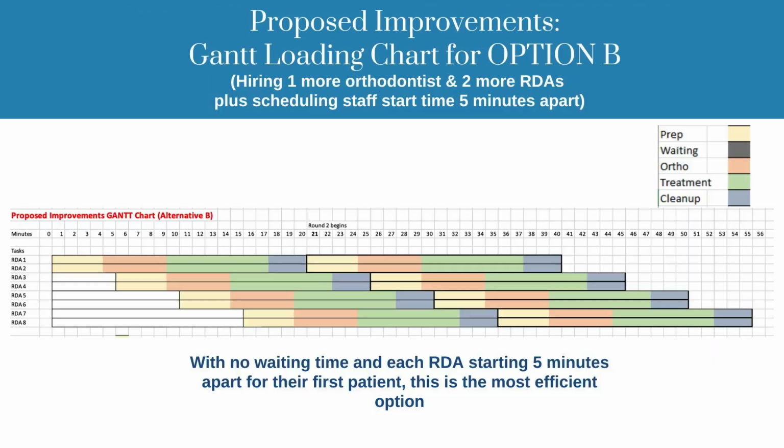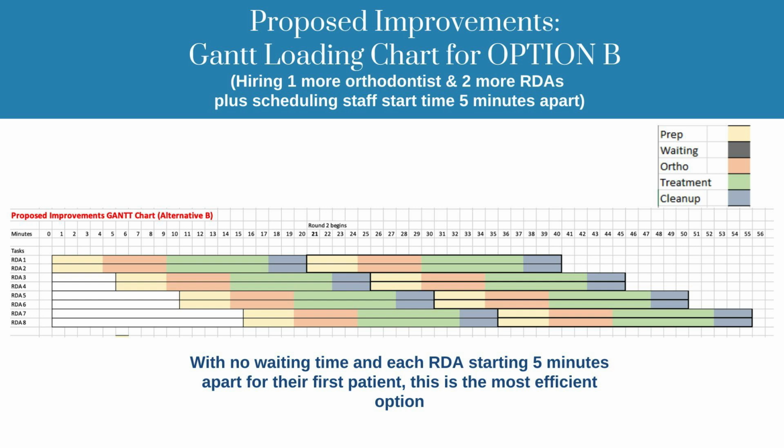Not only this, but after making some calculations, which we will show later, we realized that the best way to schedule appointments would be by setting the staff start time 5 minutes apart from each other. Every 2 RDAs, the start time is 5 minutes apart, instead of starting at time 0 for everyone. With this, there would be no waiting time and both RDAs and orthodontists would be completely utilized. Plus, this would be even more cost efficient since they would work this exact same amount of time.